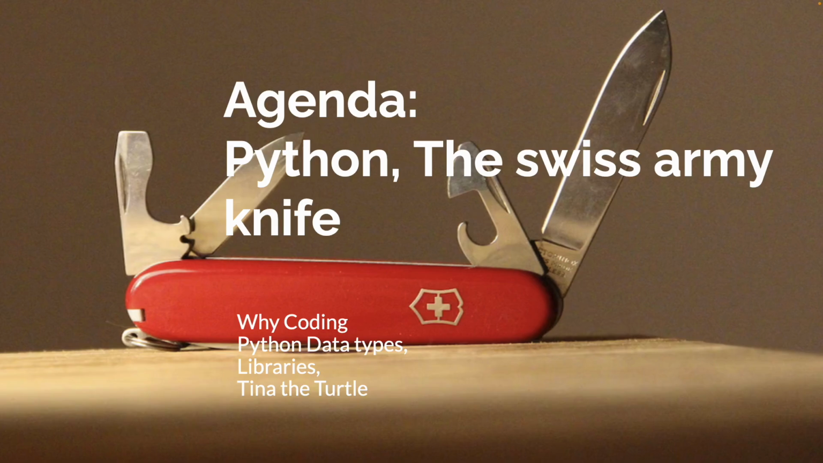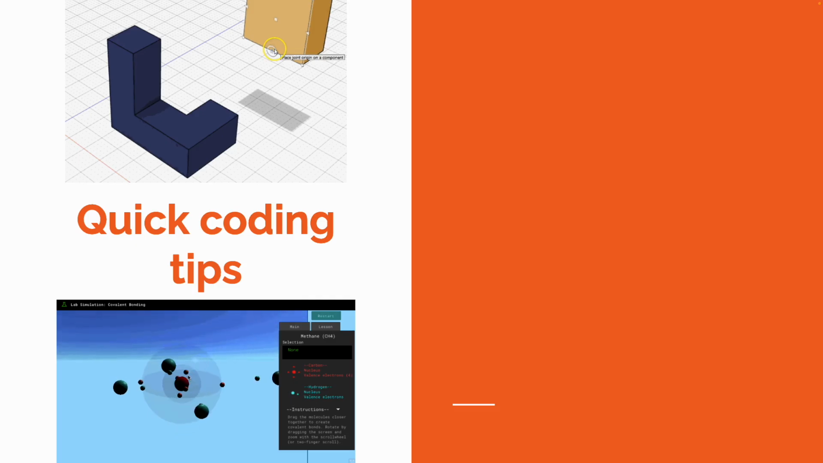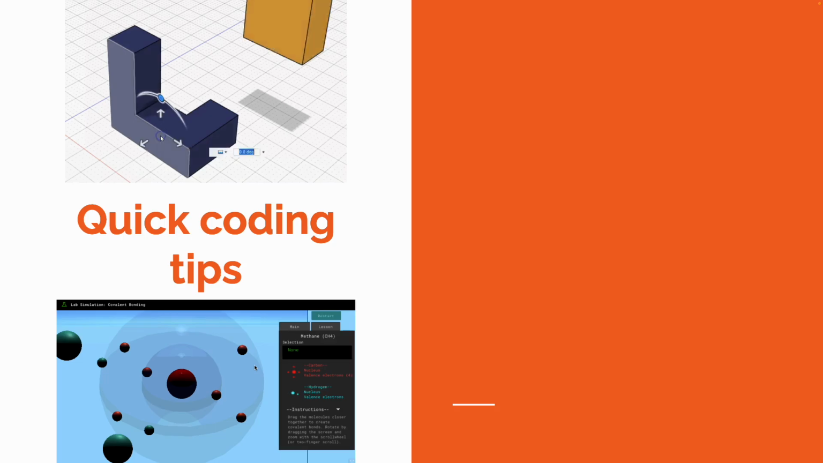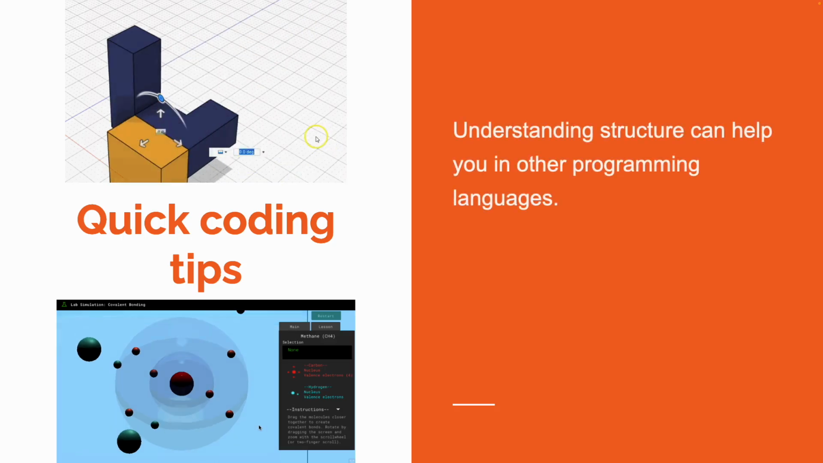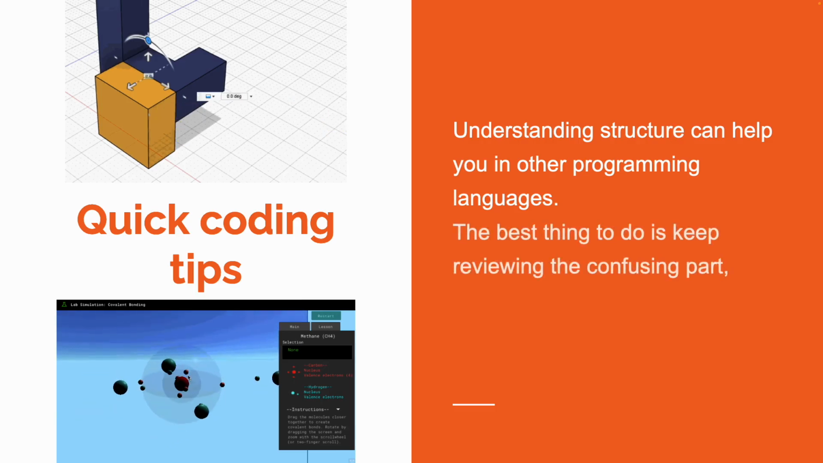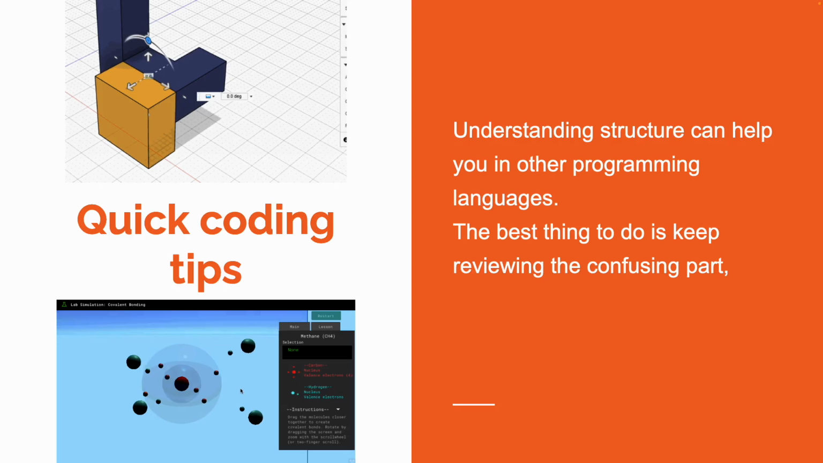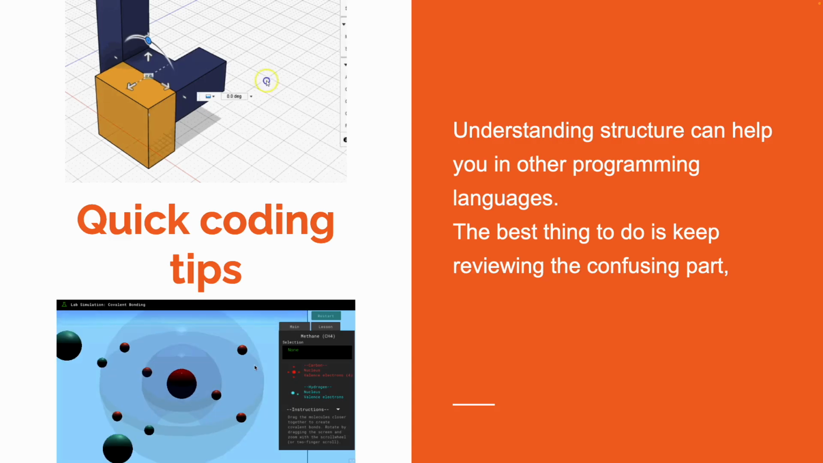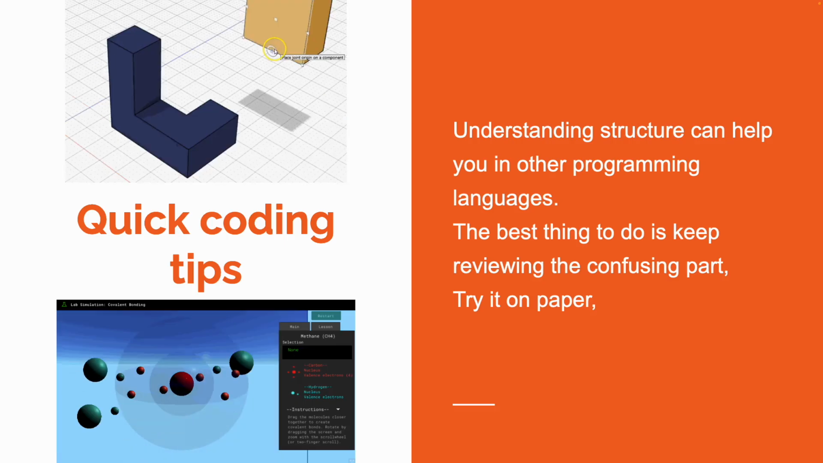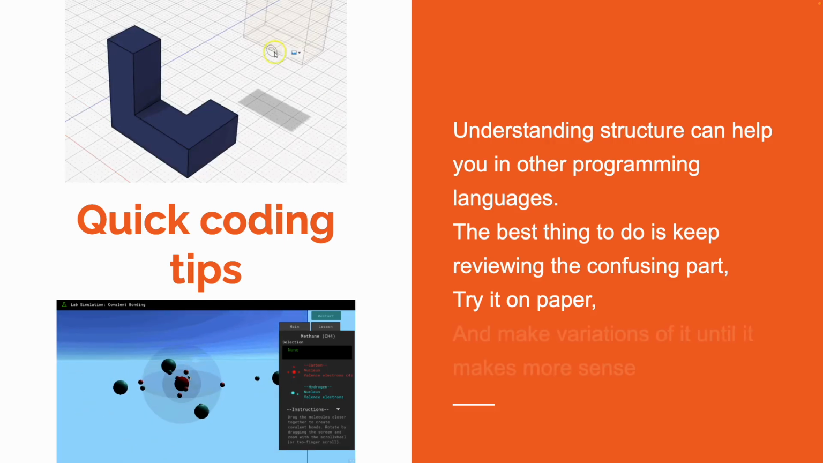In this presentation, we'll cover Python data types, libraries, and an example using Trinket.io with Tina the turtle. Some coding tips: understanding the structure of code can help when learning other programming languages, as the logic is often transferable. Reviewing confusing parts, try writing them out on paper and create variations until they make sense. Pseudocode is helpful. It's a way to plan code in plain language without worrying about syntax.